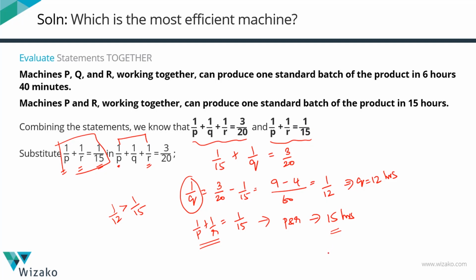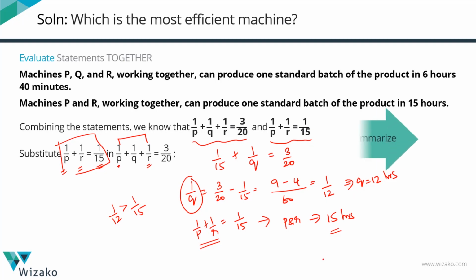So can we determine which is the most efficient of the three missions? We did not know the values of P and R independently, but we realized that 1 by P plus 1 by R together, this fraction is still a lesser number than 1 by Q, which means that 1 by Q is a larger value and Q is the most efficient of the three missions.